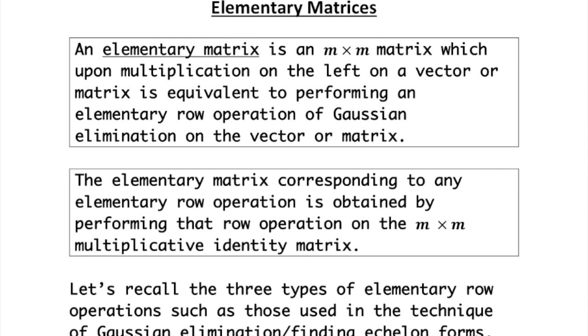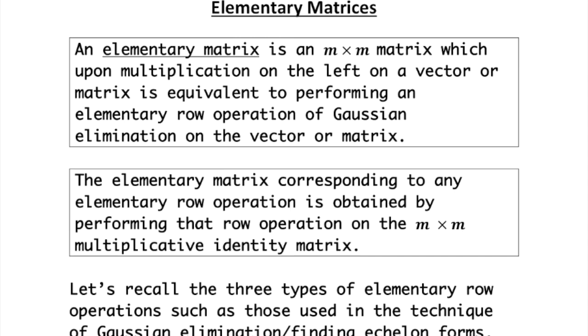In this video, I want to introduce elementary matrices. Let's go with the definition first. An elementary matrix is a square matrix which, upon multiplication on the left on a vector or matrix, is equivalent to performing an elementary row operation on that vector or matrix.